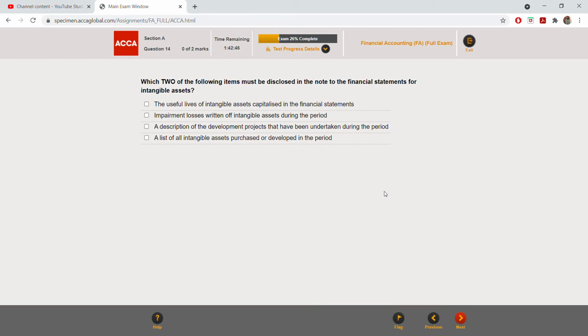Next. Which of the following items must be disclosed in the notes to the financial statements for intangible assets? For the intangible assets. Okay, you have to know what intangible assets are and all. The useful life of intangible assets capitalized in the financial statements. Yes. Impairment losses written off intangibles during the period. Yes. A description of the development projects that have been undertaken during the period. No. A list of all intangible asset projects developed in the period. No. Only these two: impairment and the useful life.